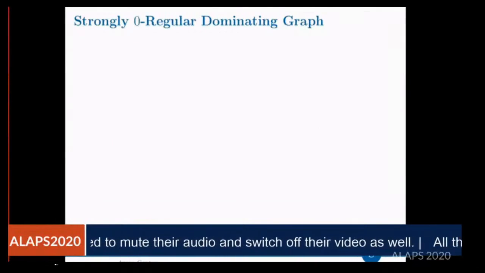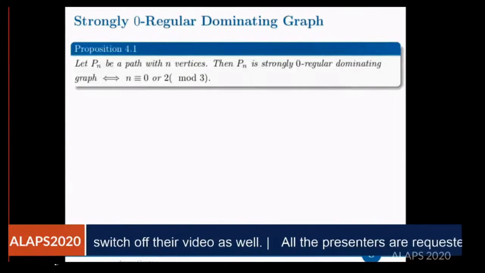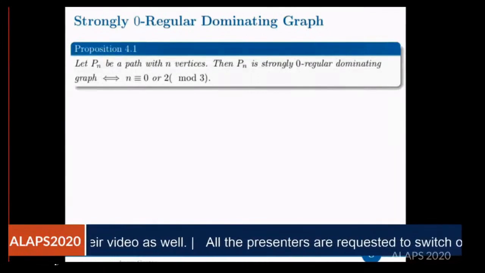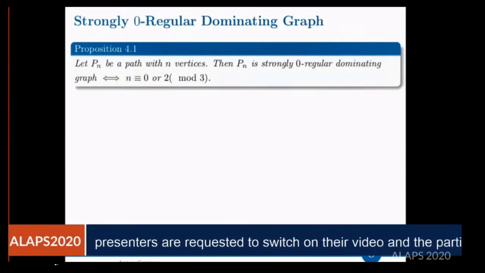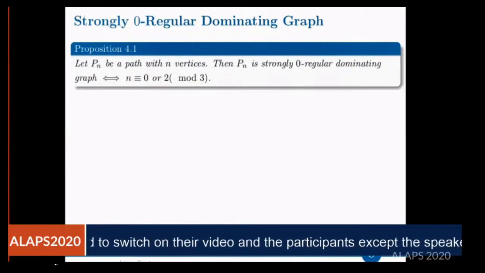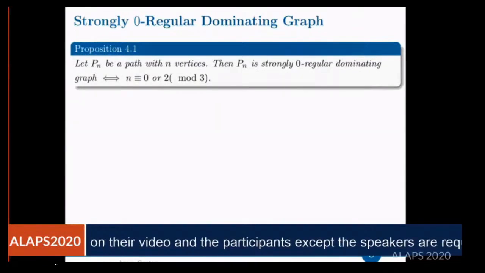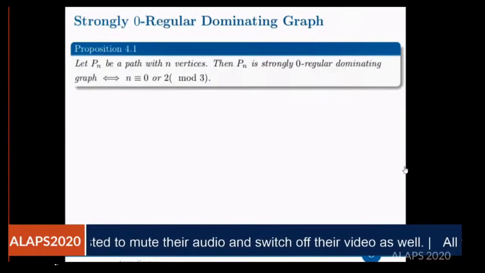Now we will see strongly zero regular dominating graphs and results for them. For the path Pn with n vertices, Pn is a strongly zero regular dominating graph if and only if n is congruent to 0 or 2 mod 3. We will not prove this proposition because it is easy to prove, but we will illustrate it with the help of an example.